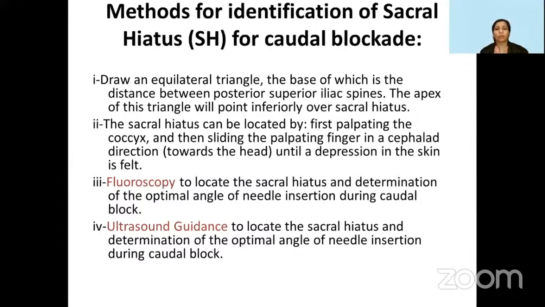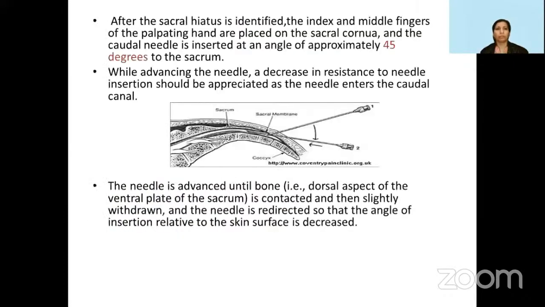The sacral hiatus is located by palpating the coccyx and then sliding the palpating finger in the cephalad direction until a depression in the skin is felt. After it is identified, the index and the middle fingers of the palpating hand are placed on the sacral cornua, and the caudal needle is inserted at an angle of 45 degrees to the sacrum. While advancing the needle, a decrease in resistance to needle insertion should be appreciated and the needle enters the caudal canal.